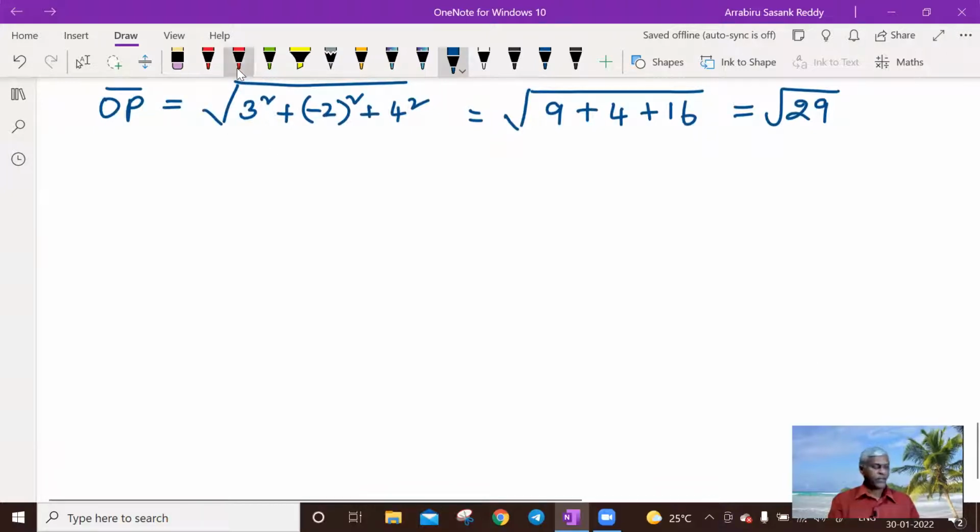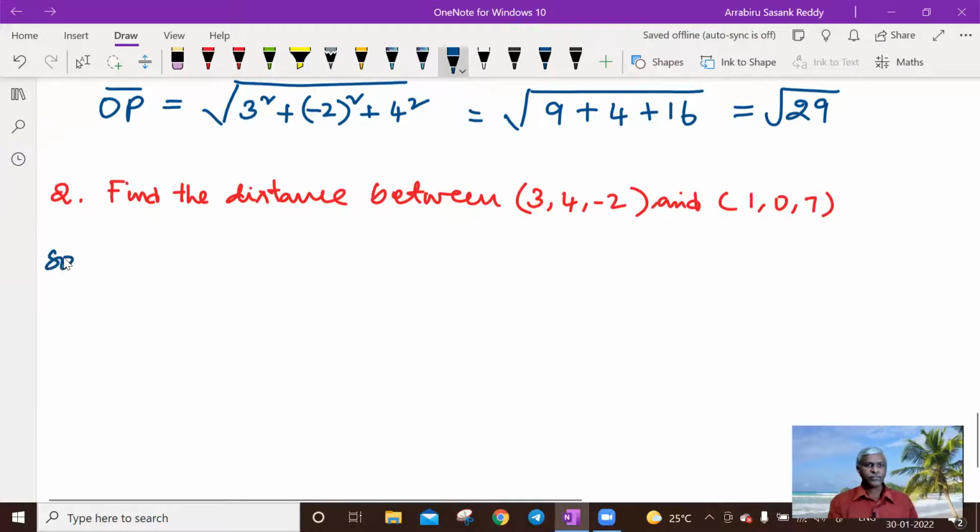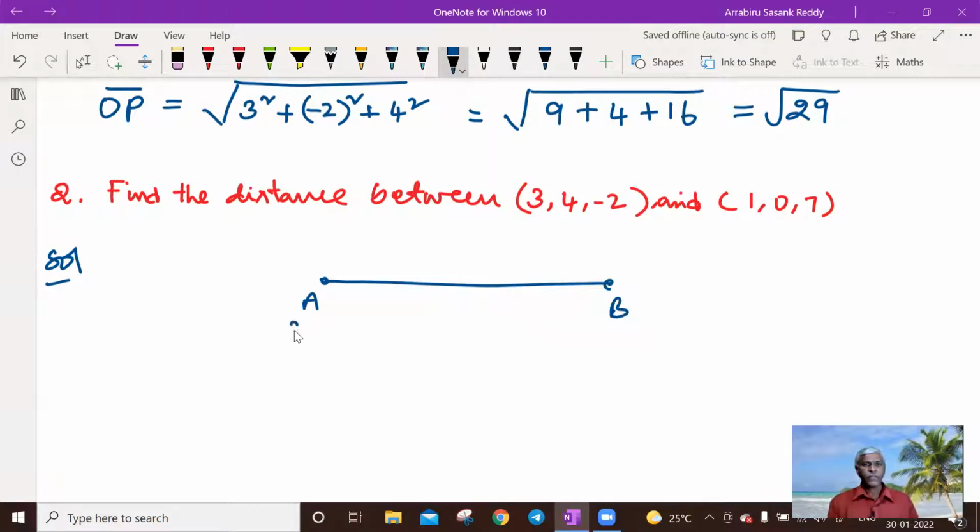Now let us take one more question. Find the distance between 2 points (3, 4, -2) and (1, 0, 7). Let the first point be A and the second point be B.